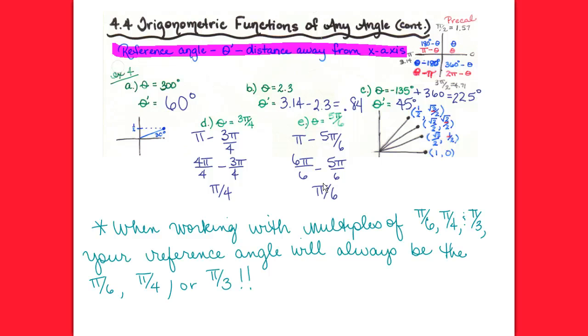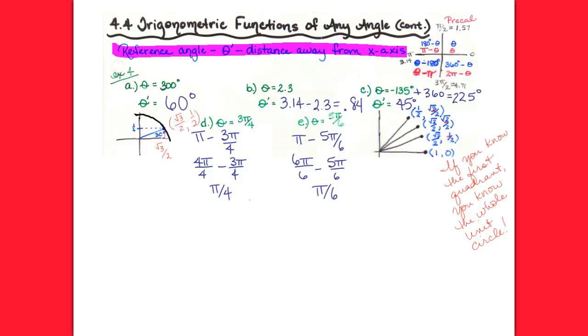Now, that doesn't work with everything. It doesn't work if it's like pi over 12 or something like that. But for the three we work with, pi over 3, pi over 4, and pi over 6, if it's in there, that's your reference angle. Okay, why is that? Well, yesterday we talked about the idea that if you know the first quadrant values, you actually know the whole unit circle. The reason for that is reference angles.